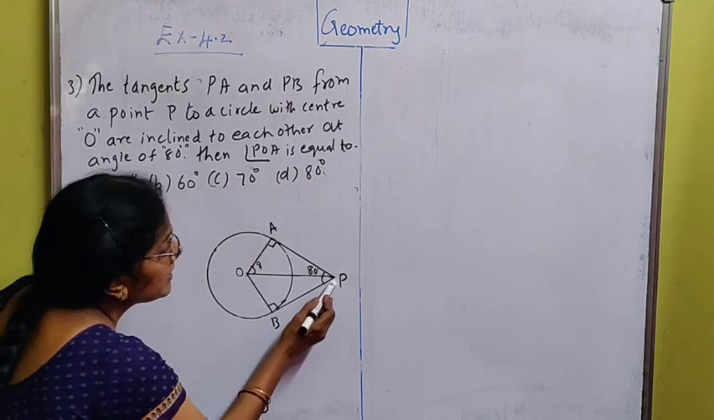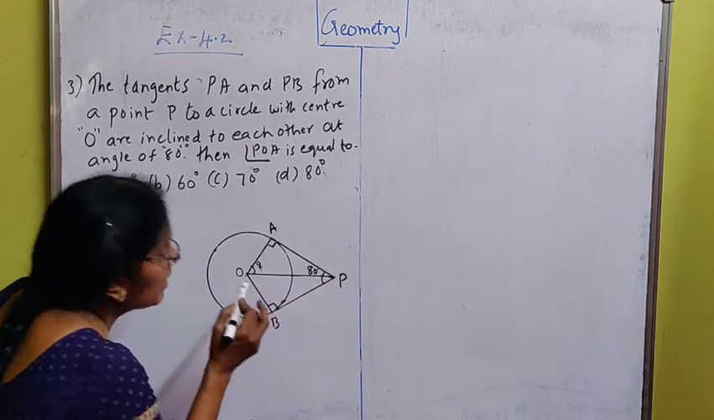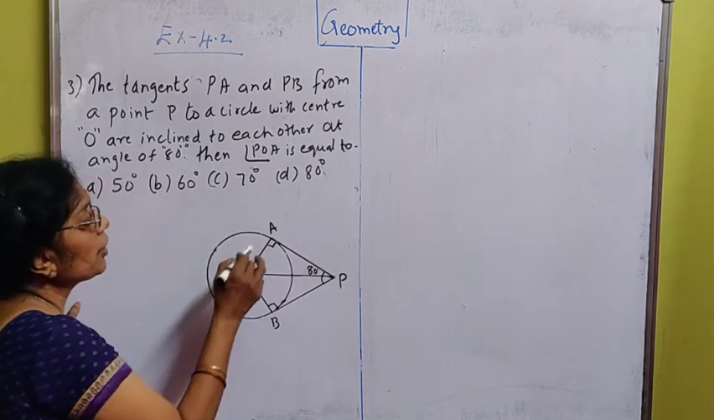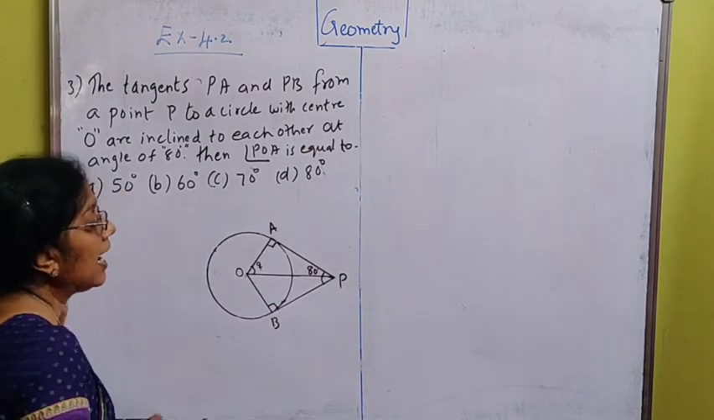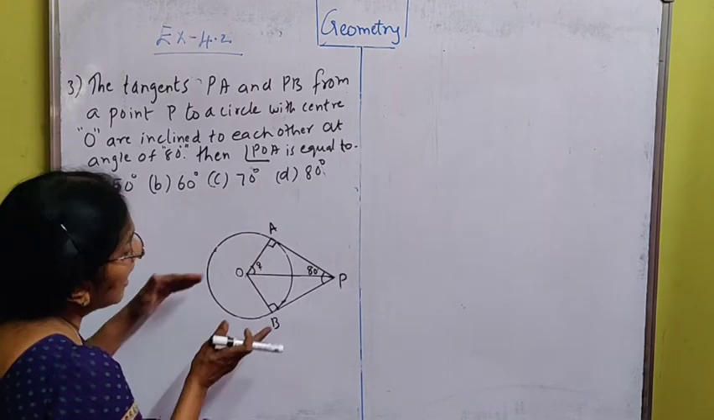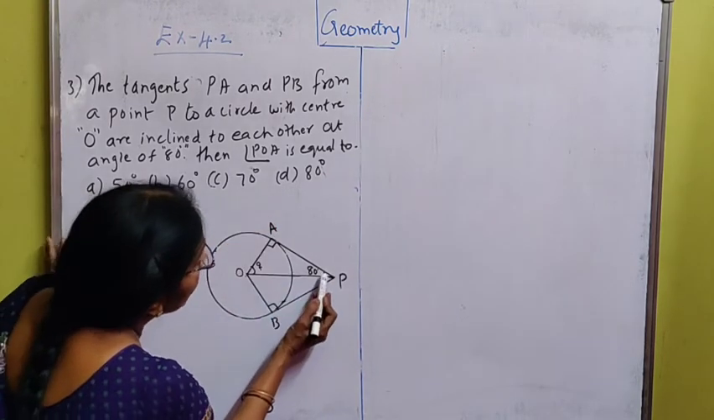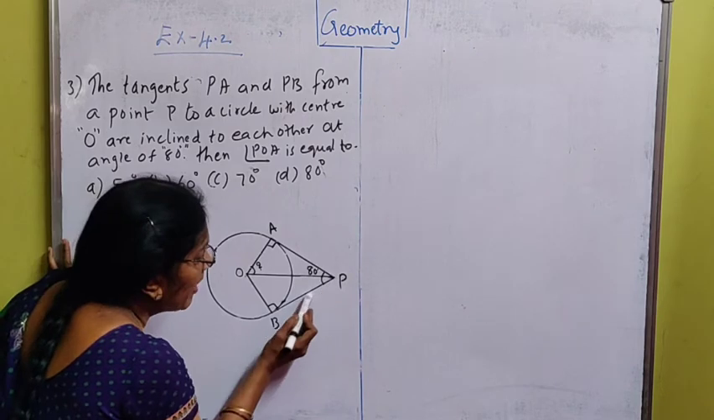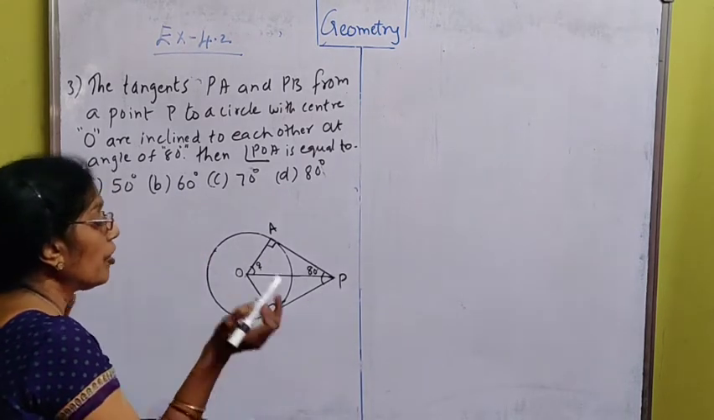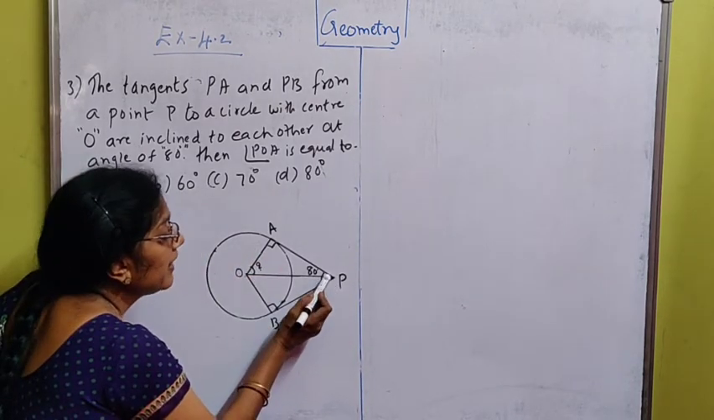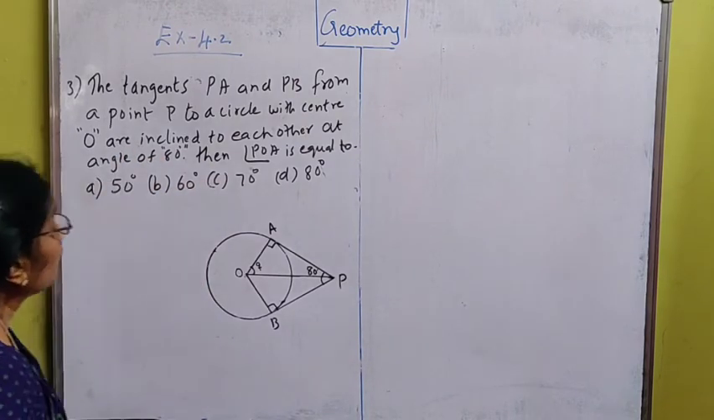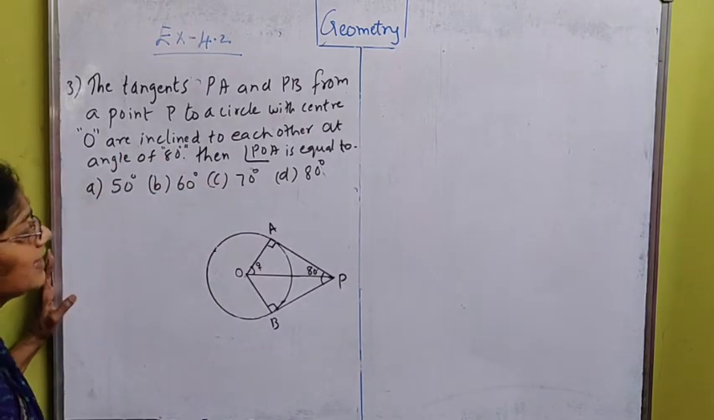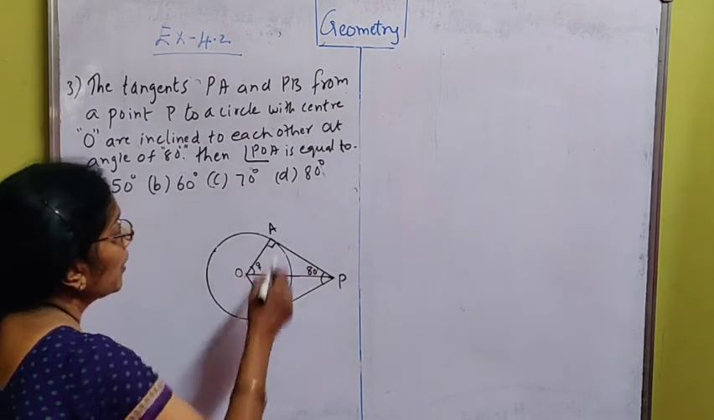P is an external point. PA and PB are the two tangents with points of contact A and B. O is the center of the circle. And what he has given is the inclination, so you can see this is the inclination. The angle made by the tangents joining the external point P is given as how much? It is 80 degrees. Find out the measurement of angle POA.